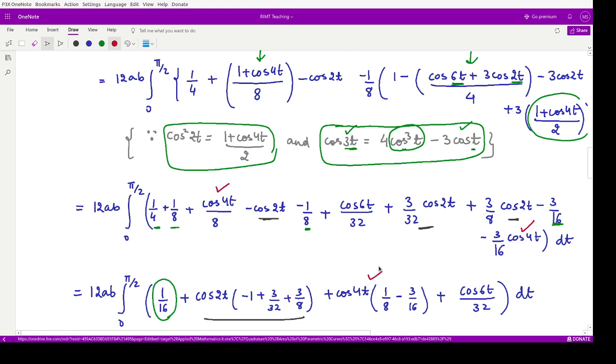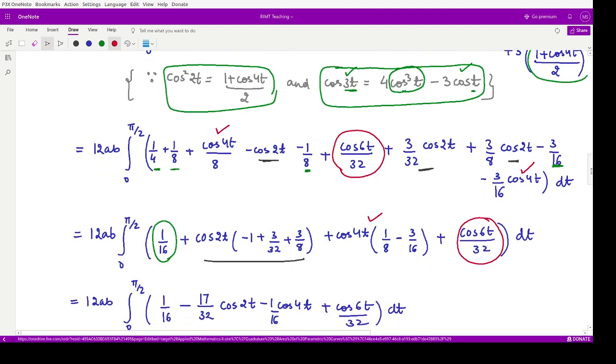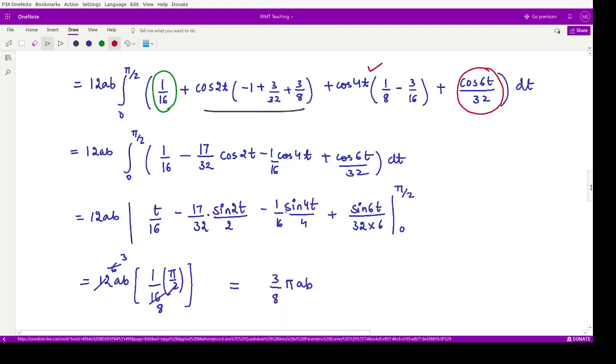So it is here, and then cos 6t. This is only one term, so it is present over here. So these are the terms. You can collect all the like terms and then add up all the coefficients. So finally you have terms like this. So now you are able to perform its integration.